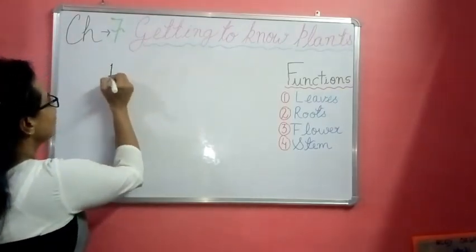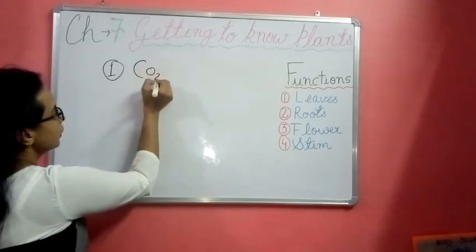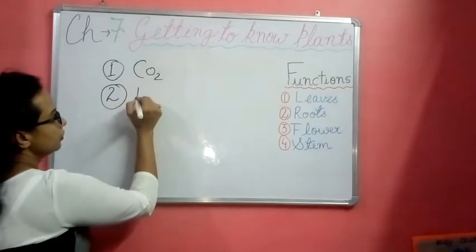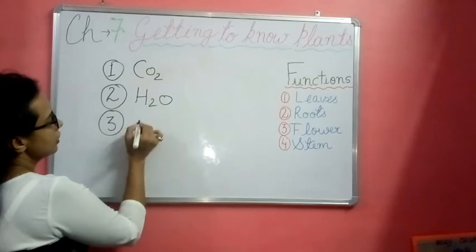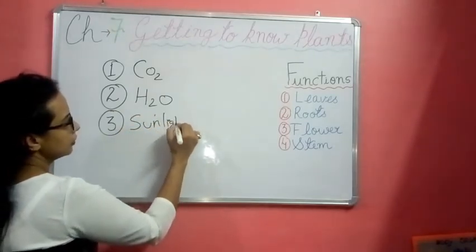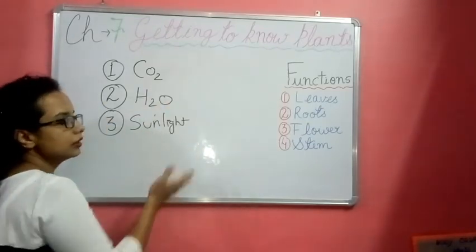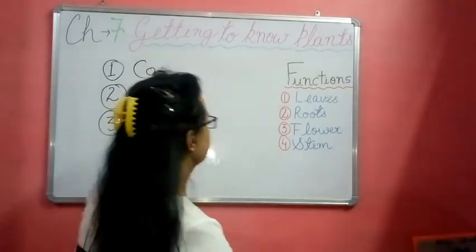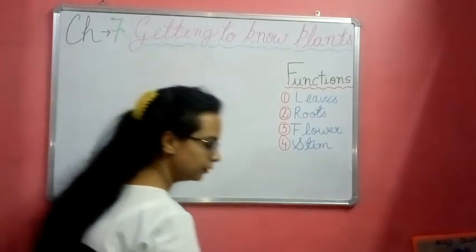First of all, the plant needs what? Carbon dioxide, that is CO2. Second, it needs water, that is H2O. And third, it needs sunlight. So these are the three things that are required by the plants to do photosynthesis. Now I'll explain the reaction of it.